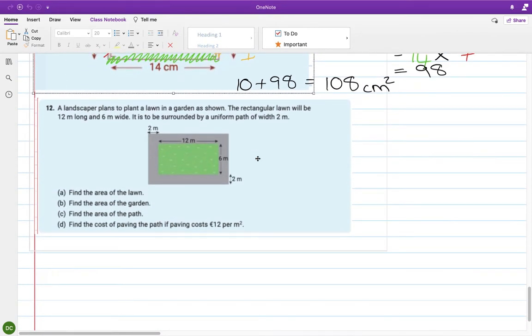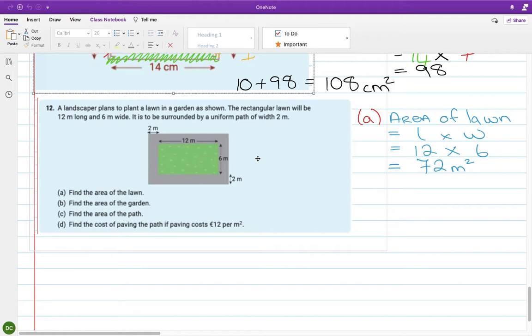Okay, and then the last one, a landscaper plans to plant a lawn in a garden as shown. The rectangular lawn will be 12 meters long and 6 meters wide. It has to be surrounded by a uniform path of 2 meters wide. Find the area of the lawn. Okay, so the area of the lawn should be straightforward enough. So the area of the lawn is length by width, which is 12 by 6. Yeah? And 12 by 6 is 72 meters squared for the area of the lawn.